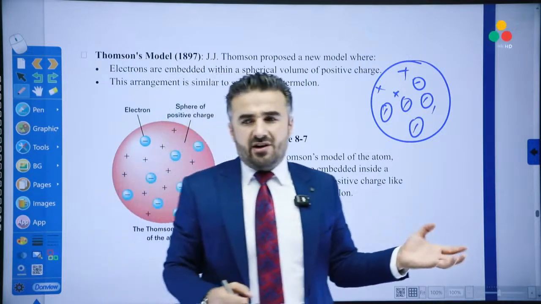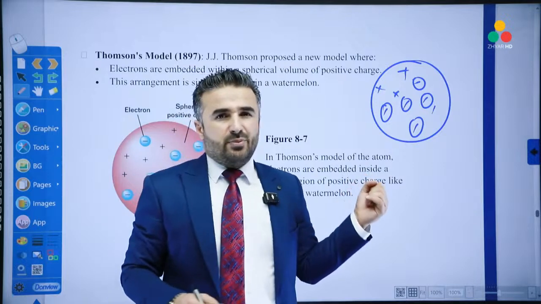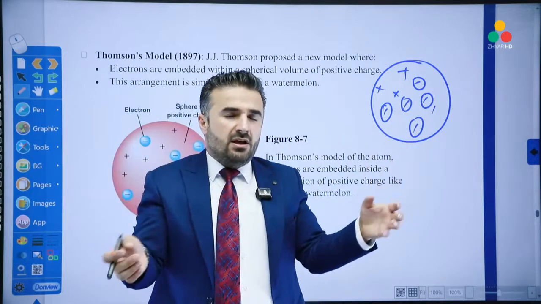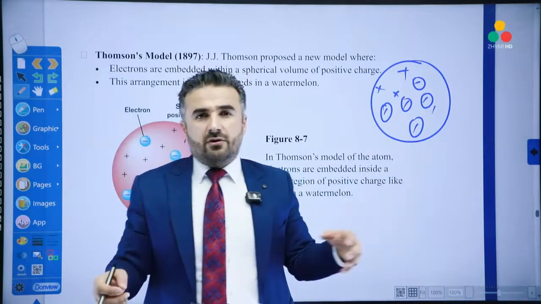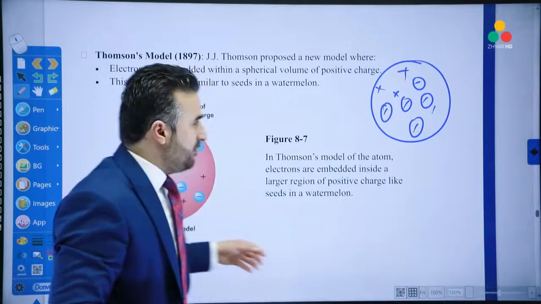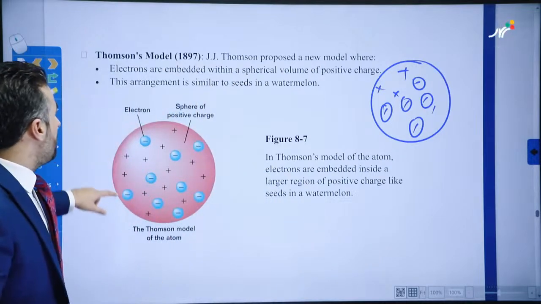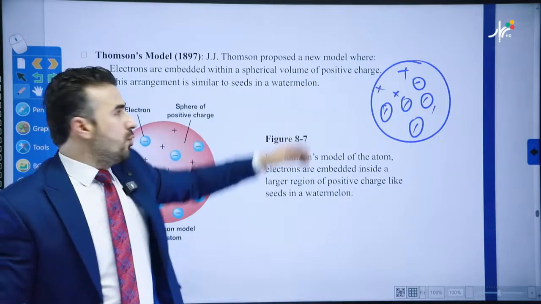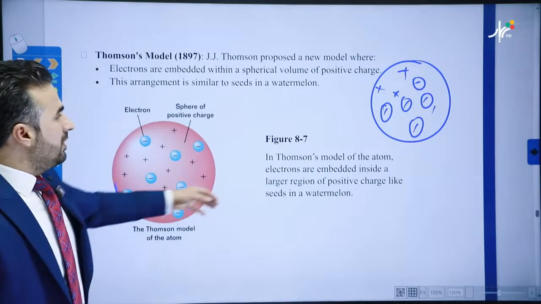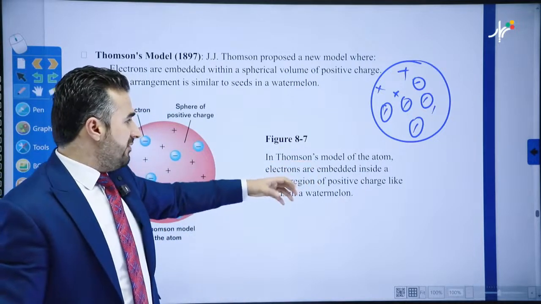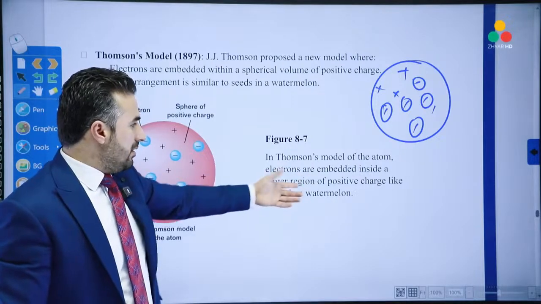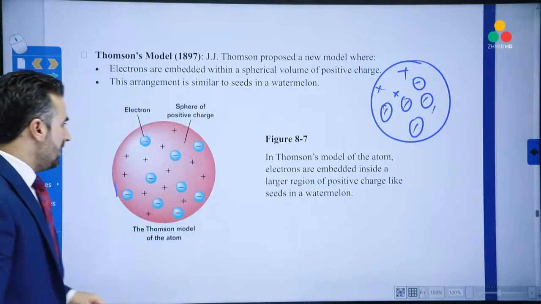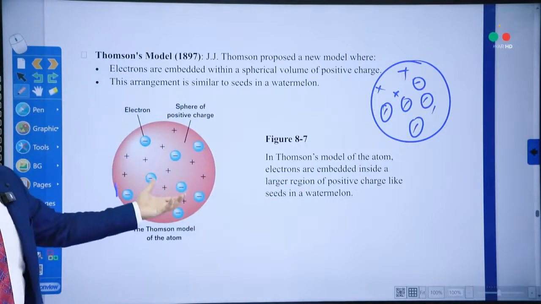Perhaps in other books you might see this. He said that it looks like a plum pudding, a pudding with plums and whatever that covers, that could be in that. So this arrangement is similar to seeds in a watermelon. In Thomson's model of the atom, electrons are embedded inside a large region of positive charge, like seeds in a watermelon. So consider this as a watermelon.